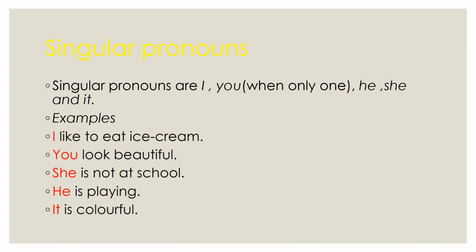Now we will study more about singular pronouns. Singular pronouns are I, you, when we talk about only one person, he, she, and it. Children, make a note that the pronoun you can be used both for singular and plural. But when we have to talk about only one noun, we use the pronoun you. So let us understand it by some examples.